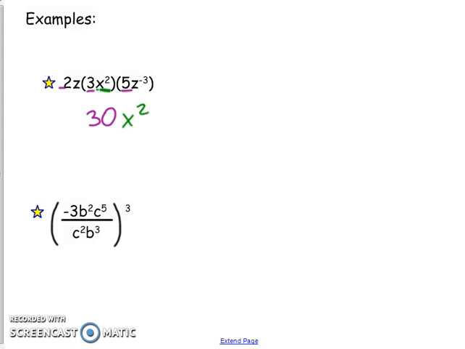And then the z and the z to the negative 3rd, we're going to multiply them. So we're actually going to add. We're multiplying z and z to the negative 3. So that's 1 plus a negative 3, so negative 2. Okay, we can't have the negative exponent. So we're going to have the 30x squared on the top and the z squared on the bottom.